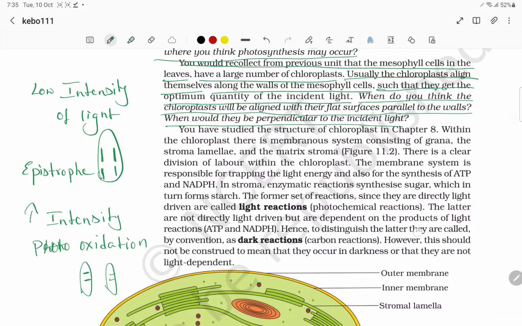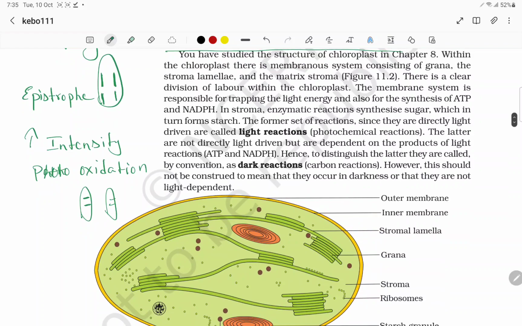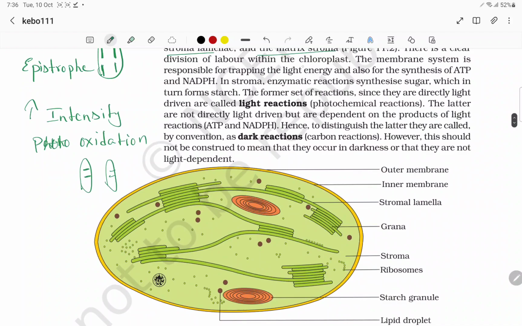This is the reason. You have studied earlier in chapter 8 that within the chloroplast there is a membranous system consisting of grana, stroma, lamella, matrix, all those things. There is a clear division of labor within the chloroplast also. If you see here, this is the structure of the chloroplast. You can see the outer membrane, inner membrane, the periplastidial space and stroma. These are the thylakoids, arranged as a stack called grana. This is the stroma lamella, and we have the starch granule and lipid droplet.